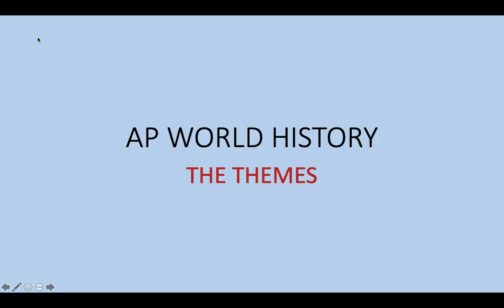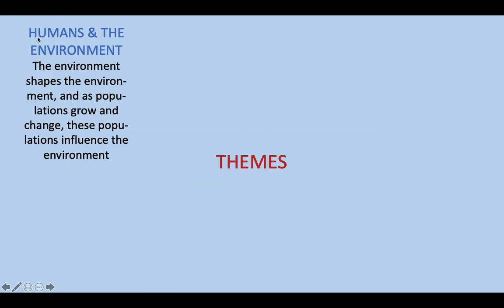The themes. There are 6 major themes in AP World History that we will need to understand. First off, humans and the environment. So the environment shapes humans, and as populations grow and change, these populations influence the environments. Okay, so people shape their environment, and their environment shapes them as well. So for example, hurricanes. Hurricanes really impact populations. They sometimes destroy houses, or in certain really bad cases, entire cities, and that is how the environment and humans kind of interact there.